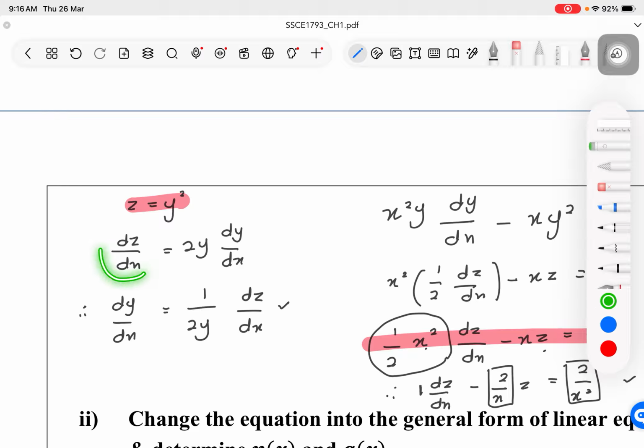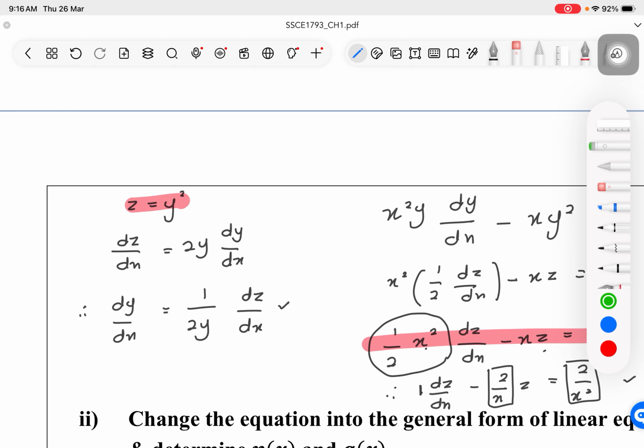So dz/dx. This one, differentiate with respect to x. So it becomes 2y dy/dx. Okay, 2y dy/dx. So make dy/dx the subject. So we will get this one.